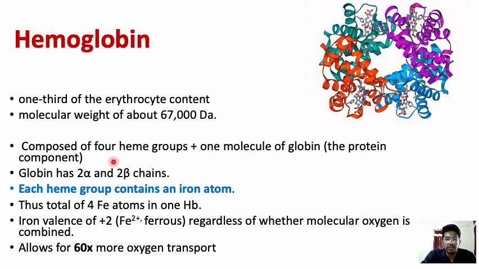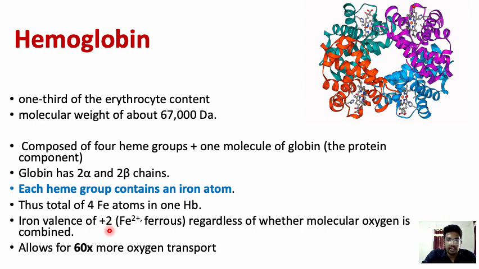It has 4 heme groups, as you can see, and it has one molecule of globin. The globin is the protein component. Globin has 2 alpha chains and 2 beta chains. You see these spiral structures. You can see 4 different colors: green, orange, blue, and violet or purple. This is the globin part, and within the globin part you can see some small, typical porphyrin groups. This makes the heme groups 1, 2, 3, 4. There are 4 heme groups, and each heme group will contain one iron atom. Therefore, one hemoglobin will contain 4 iron atoms.